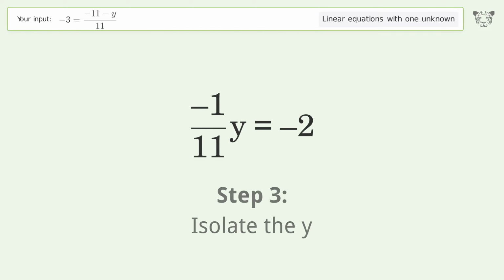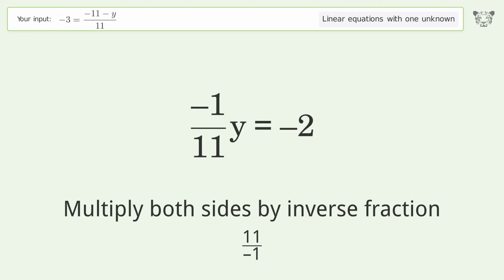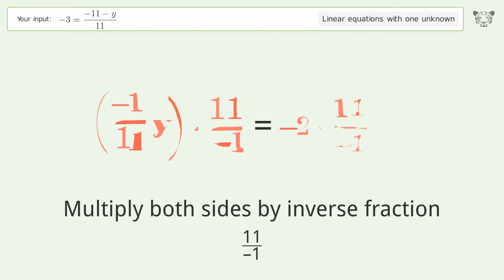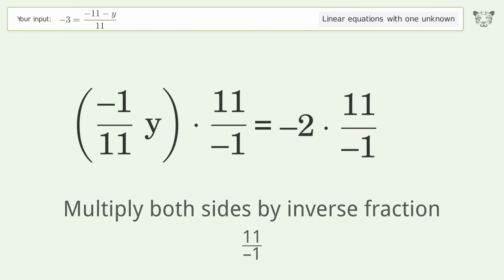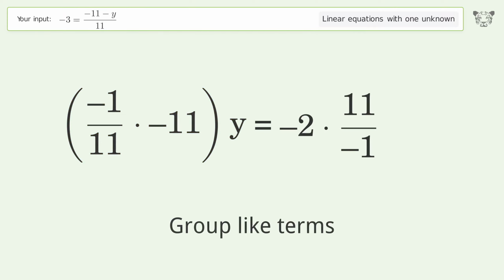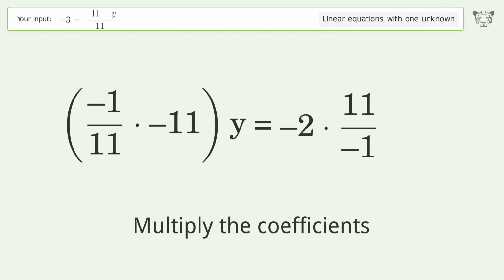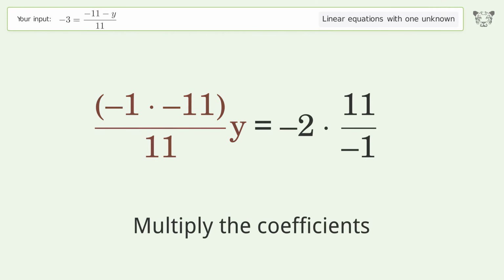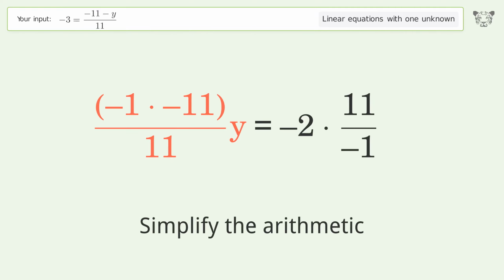Isolate the y. Multiply both sides by inverse fraction 11 over -1. Group like terms. Multiply the coefficients. Simplify the arithmetic.